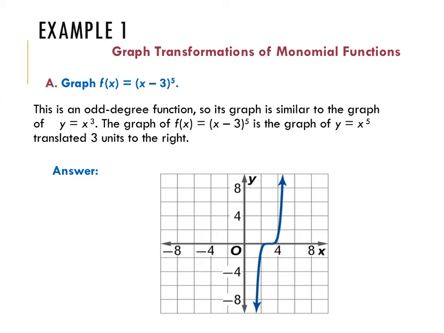Being able to graph a transformation of a polynomial function. So, graph f of x equals (x minus 3) to the 5th power. Honestly, you can just plug this into your calculator. I know that the parent function is x to the 5th, and I know that it kind of looks more or less like that. I just know it's going to slide 3 units to the right.